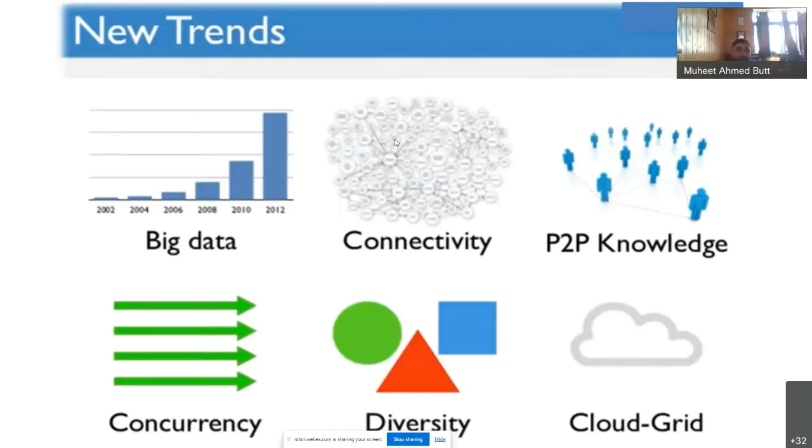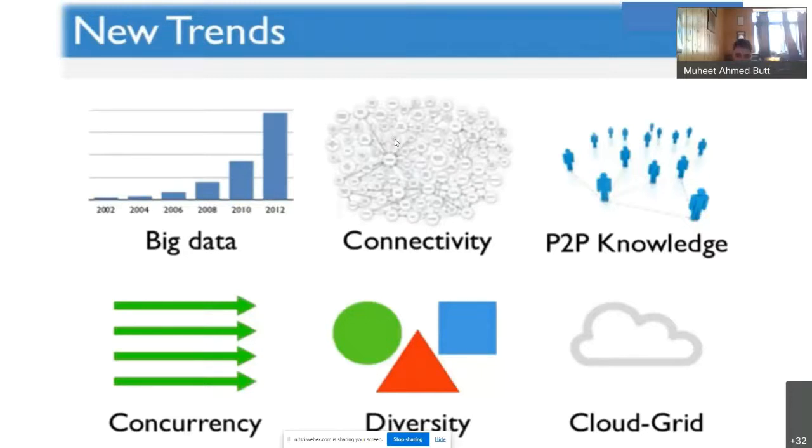But normally the new trends, like big data, are coming. You have huge connectivity, whether it is through social media or peer-to-peer knowledge, and then there is concurrency and diversity. Obviously, you have a cloud grid. Therefore, huge data is evolving, and the primitive processes that we used to have are now a big challenge.